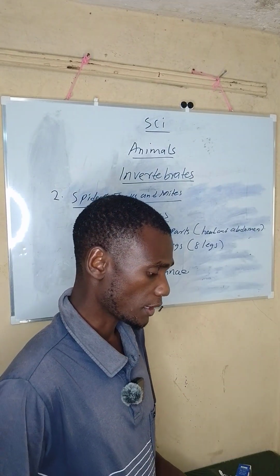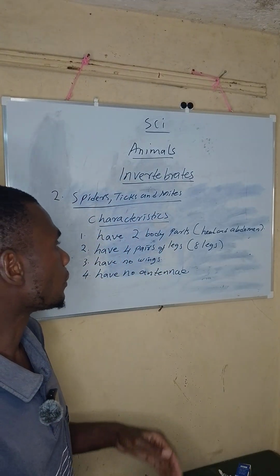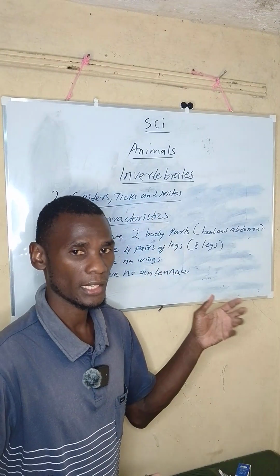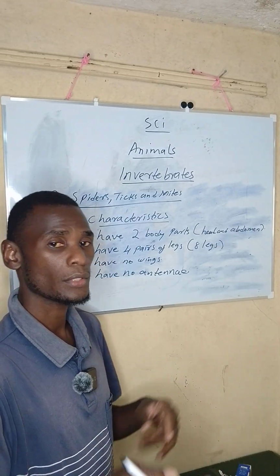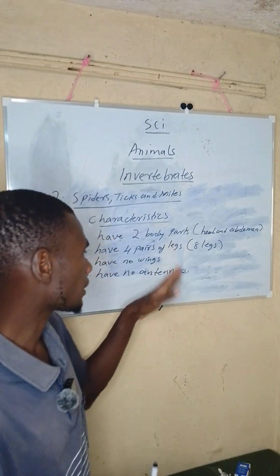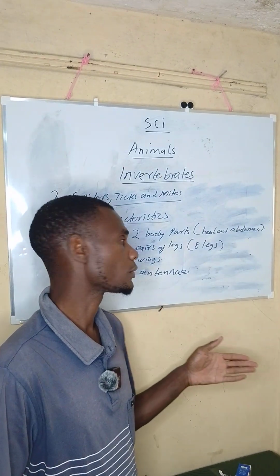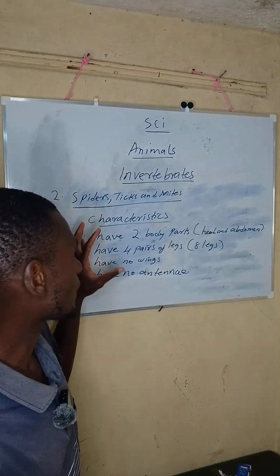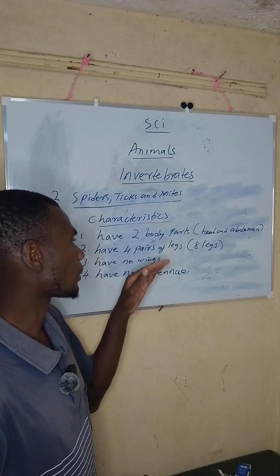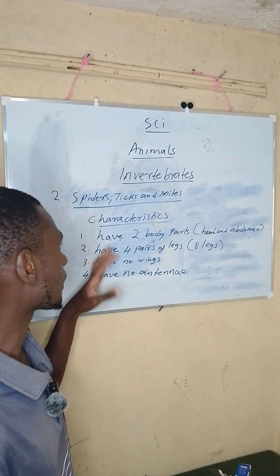Now, these are 2 major groups of invertebrates that I have always found giving learners a lot of problems, especially when it comes to giving examples or these characteristics, because some of our learners read so many things. So these are the only characteristics. Have these 4. Those are just enough for you. So if you check, there are not very many.